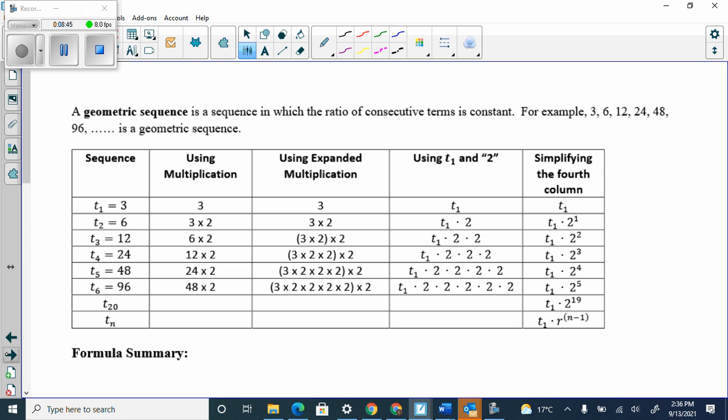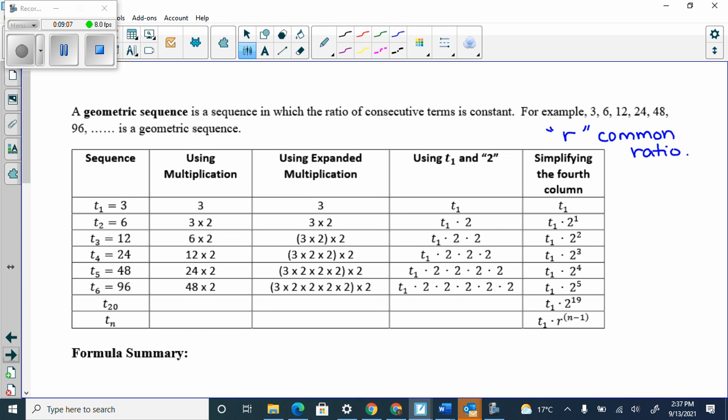So a geometric sequence is one where you multiply to get to the next one. So instead of it being common difference, which was adding something to get to the next one, it's going to be a multiply. So it's called the common ratio. It's an R. It's called, instead of a D, the common ratio.